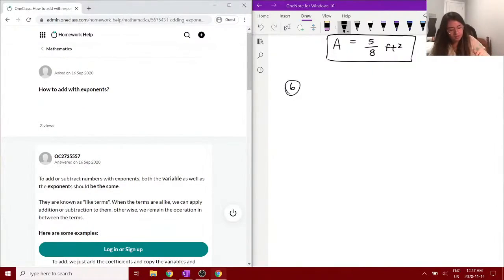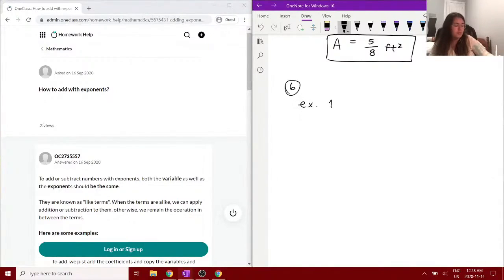To add or subtract numbers with exponents, we need both the variables as well as both the exponents to be the same. When both the variables and exponents are the same, these are known as like terms. When the terms are alike, then we can apply addition or subtraction to them, but otherwise we cannot add or subtract them, okay? So let's look at a couple of examples.